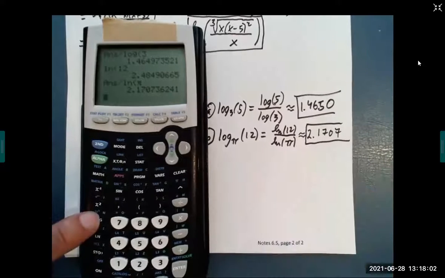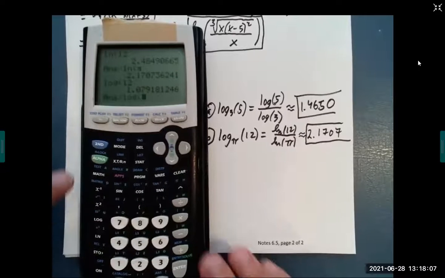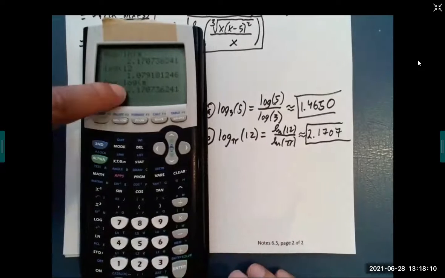I want to show you, I chose natural log for this one. Watch if I do common log. Common log of 12 divided by the common log of pi. You'll note it's the exact same answer, as it should be.